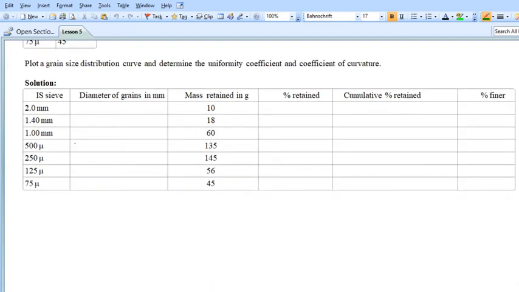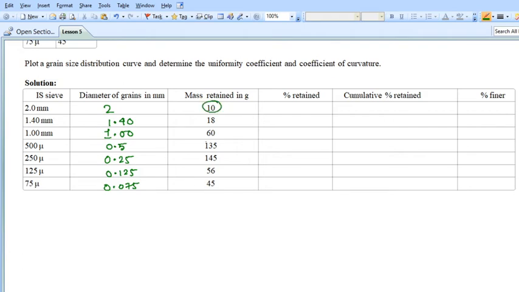Fine. So what has been provided is the sieve size. Remember, the sieve size and the diameter of the grain are similar. If the sieve size is 2, this will also be 2. If it's 1.4 mm, this will also be 1.4. If it's 1, it will also be 1 mm. If it's 500 micron, this will be 0.5. If it's 250, it will be 0.25. For 125, it will be 0.125, and for 75 micron, it will be 0.075. I've represented all in mm, right? This is the mass retained in gram, which has been given in the question. Next, what we need to find out is the percentage of mass retained.